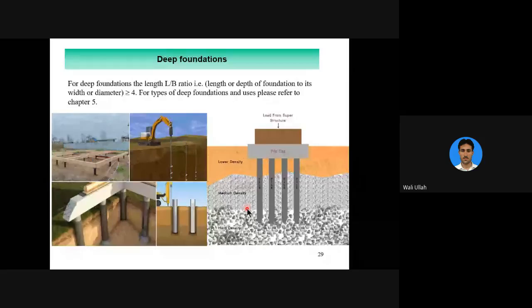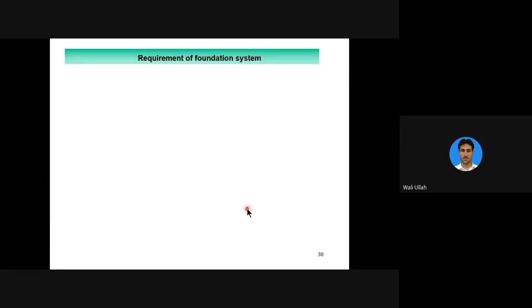Requirements of foundation system. Safety requirements. Can anybody tell me what are the safety requirements of a foundation system?